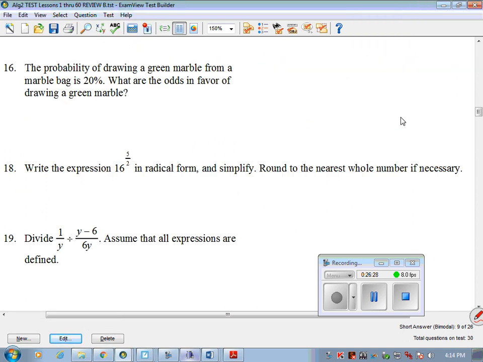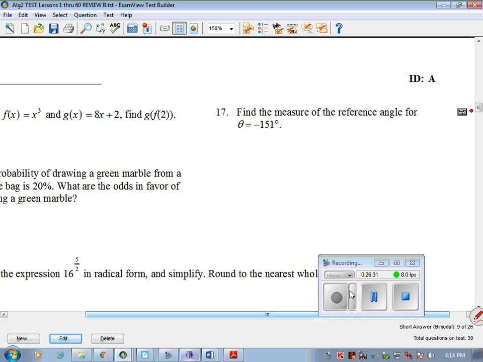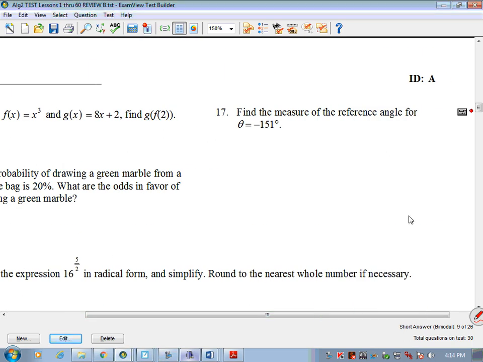Okay, let's scoot up to 17. Find the measure of the reference angle for negative 151 degrees. So let's draw our coordinate plane. Our initial side is this. It's negative degrees, which means we're going to go clockwise.